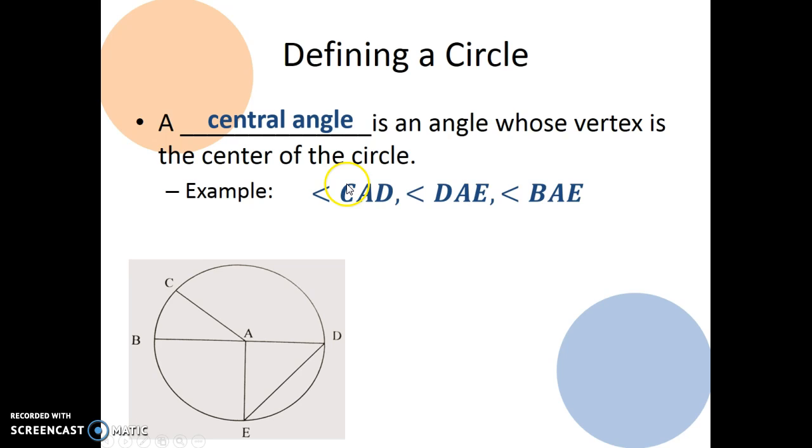So this is how you would answer an angle question. You would say angle CAD, with this little angle symbol, or angle DAE, and you name it for a point starting on the circumference, and then the middle point, and then the other endpoint.